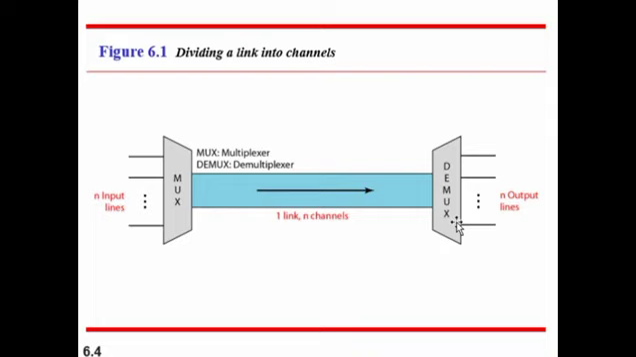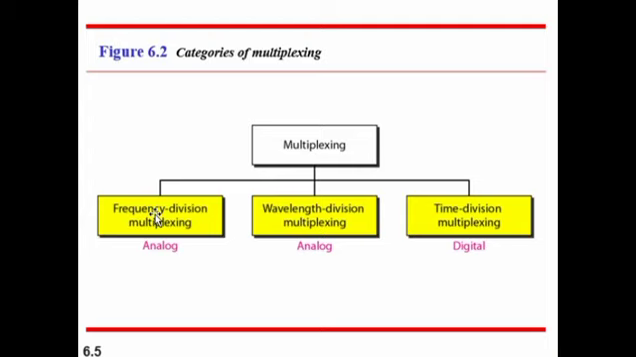Now we will discuss the categories of multiplexing. Here we make use of analog and digital multiplexing. In analog multiplexing we discuss two categories, that is frequency division multiplexing and wavelength division multiplexing. While in digital multiplexing we make use of time division multiplexing. We will discuss them in detail later. So the first one is frequency division multiplexing.